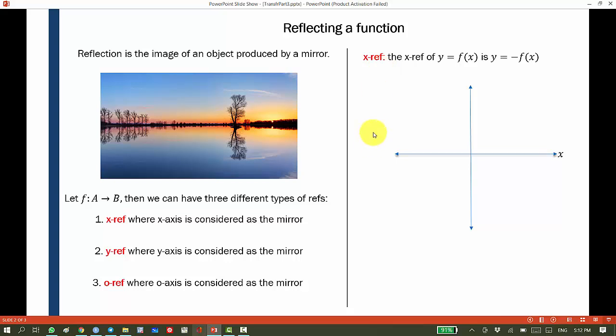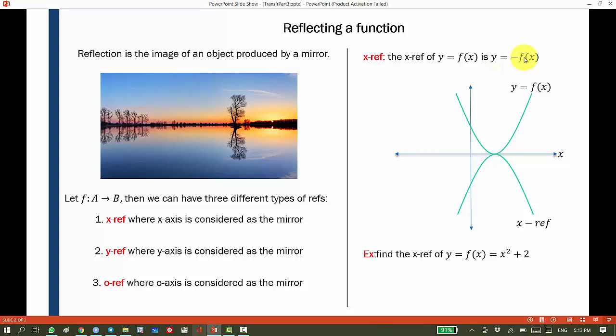X reflection is achieved by multiplying the equation of the function by -1. That is, the Xref of y is equal to f of x, which is the parent function, is y is equal to minus f of x. Using the graph of the function, suppose this is the parent function, and if we consider the x-axis as the mirror, the image of this function with respect to the x-axis is obviously this function here, whose equation is nothing but y is equal to minus f of x.